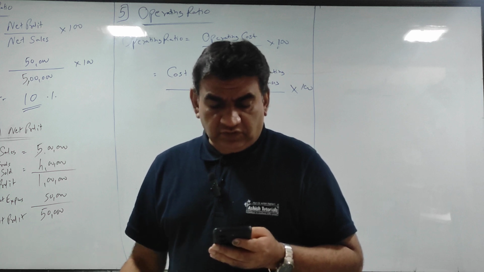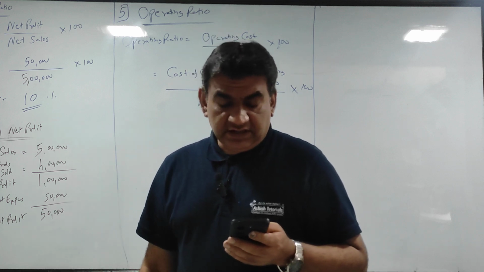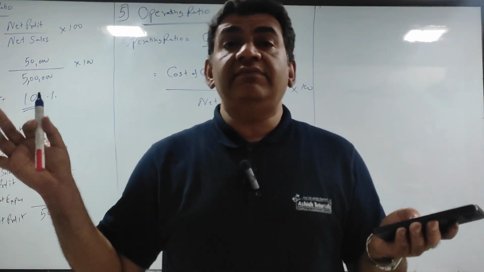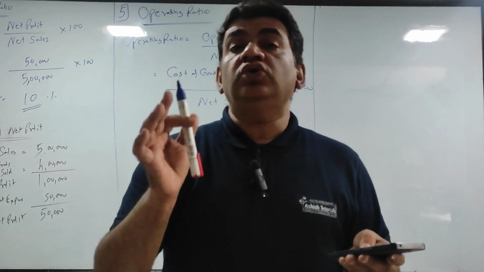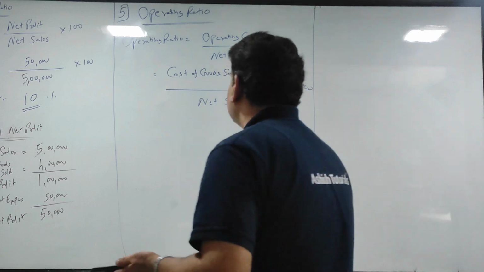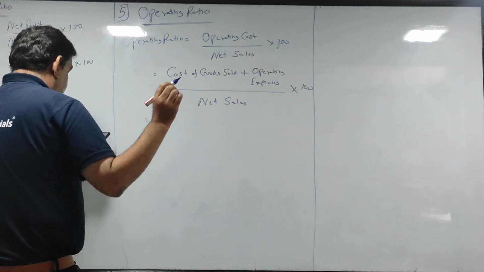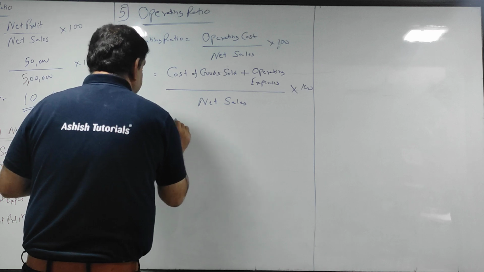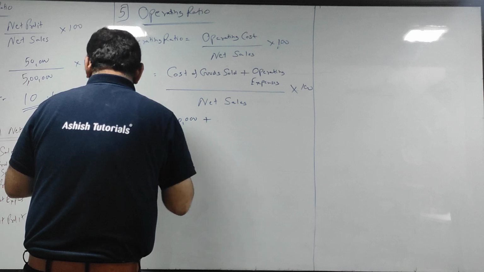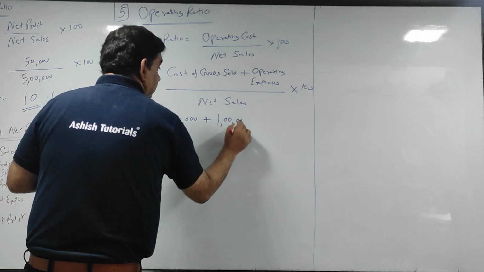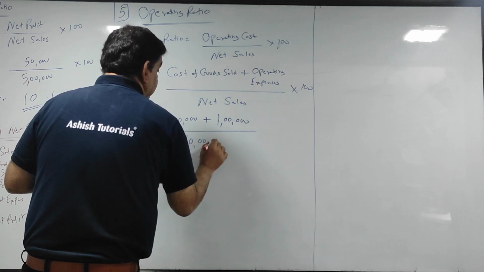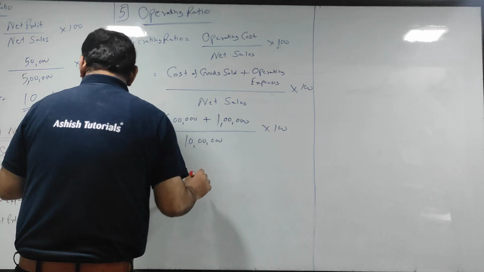Calculate operating ratio from the following information. Cost of goods sold given, operating expense given. Now suppose they don't give you total operating expense, then they will give you admin, selling, finance. Then in that case, the total of admin, selling and finance will be your operating expense. Net sale is given. So I just have to substitute. So my numerator will be cost of goods sold, that is 6 lakhs. Operating expenses, that is 1 lakh, upon net sales, that is 10 lakh into 100.